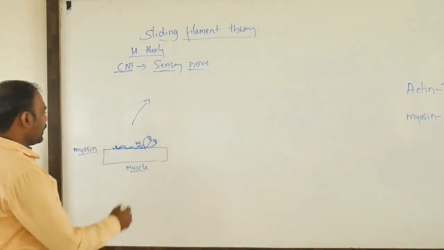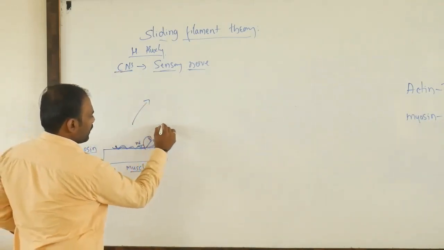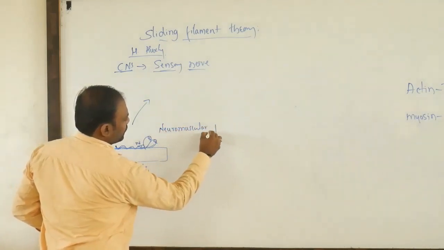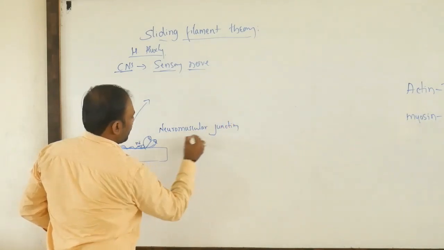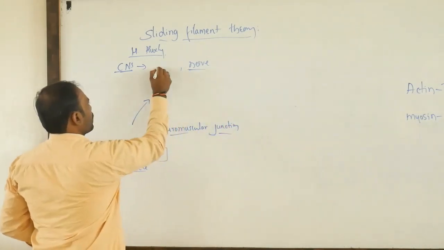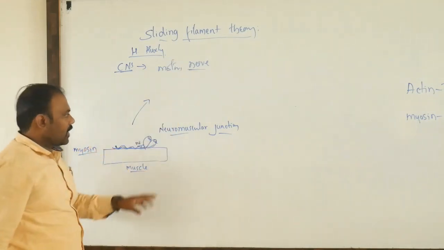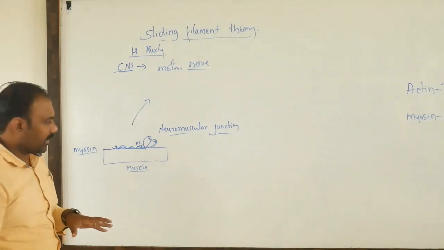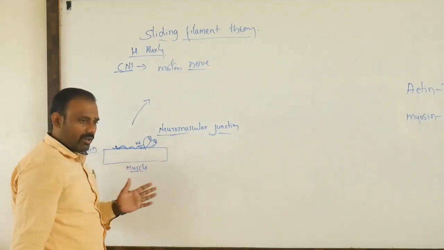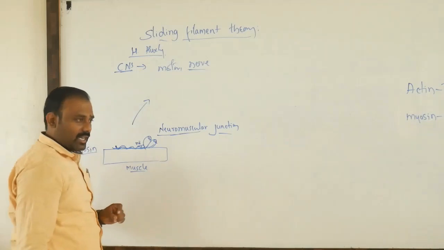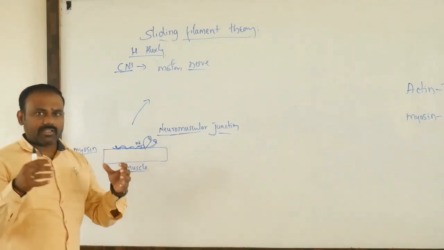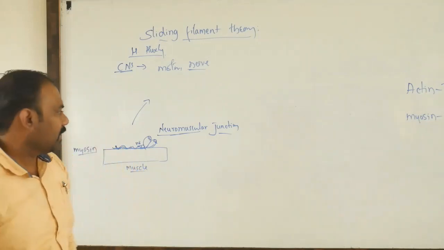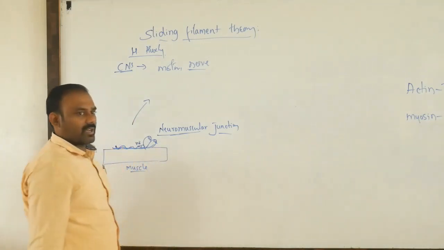When it reaches the muscle, we call it the Neuromuscular Junction. Please remember the word. Yes, no doubt it is a motor neuron. Neuromuscular Junction, as the name itself indicates, neuro refers to neuron, muscular refers to muscle, junction refers to where there is a joining between that neuron and the muscle. That is considered as neuromuscular junction.